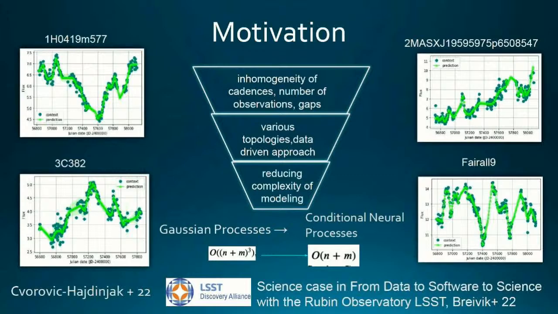As I said, the data are complex and they are showing various topologies. With this work that was done by Eva, under the supervision of Anđelka Kovačević, we wanted to find an approach which is data-driven and fast enough. For example, the conditional neural processes, compared to Gaussian processes, have been shown to be much faster.